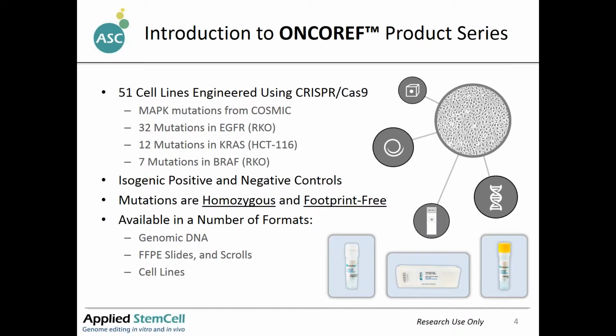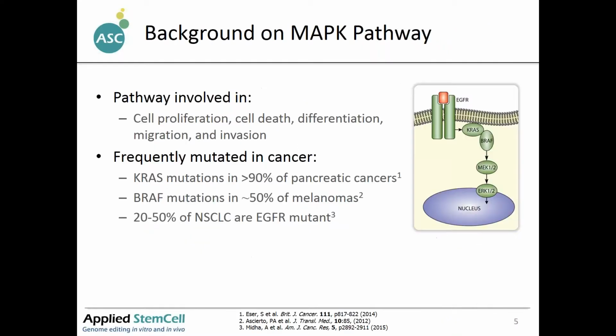The pathway that we chose in starting off this series was the MAPK pathway, and there are a couple of reasons for this. If you look at this pathway in the literature, the MAPK pathway has been reported to be involved in a number of different cellular characteristics, including proliferation, resistance to cell death, differentiation, migration, and invasion. These are all hallmark characteristics of cancers, so it's not surprising that this pathway is frequently mutated in a number of different cancers.